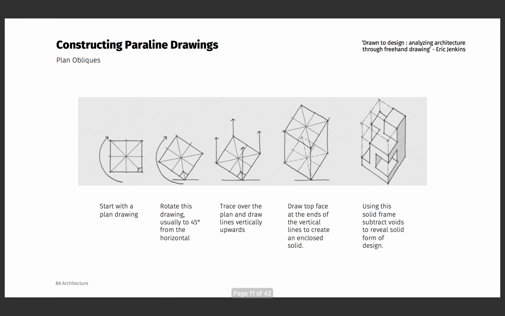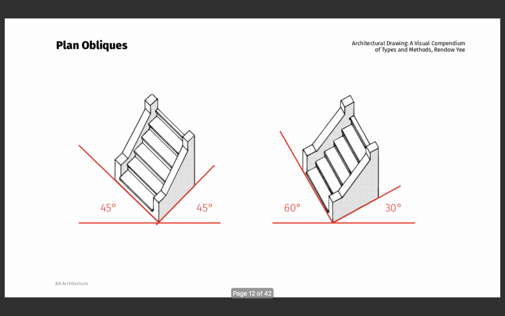And here's a third method. This is from Eric Jenkins' book, Drawn to Design. And very simply, this is a plan oblique. You can start with your plan, rotate it around, and extrude up to create this block shape and this fourth drawing across, and then from the block shape subtract elements until you get your design. So that's a good way of thinking, in simplest terms, about how to construct this form of drawing.